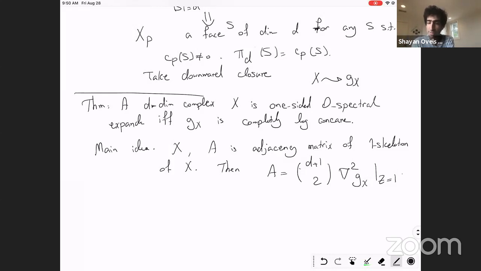Now, what about partial derivatives? When you take a partial derivative, it's the same as contraction, which is basically the link of a complex. So partial derivatives are log concave. That says that links of the complex are also expanders as well.